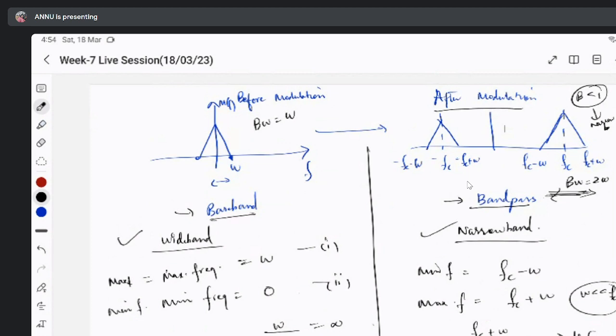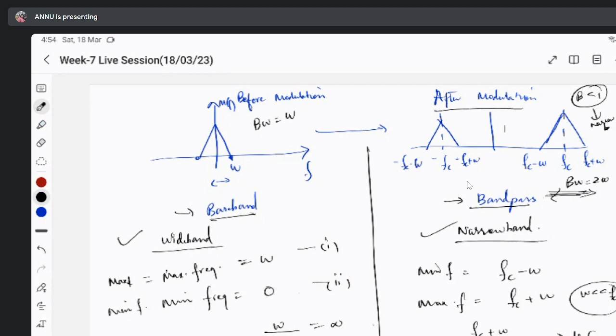So the DC frequency has an association with that. Otherwise we are shifting it to a higher frequency which is FC. FC is far higher than FM, which is 3.5 kilohertz. In AM modulation, what is FC? FC is 1000 kilohertz, and 1000 kilohertz is far greater than 3.5 kilohertz.